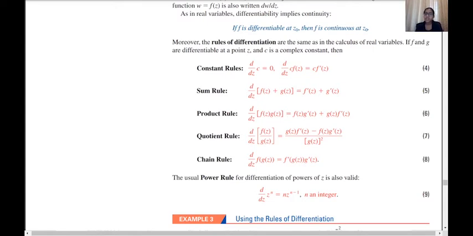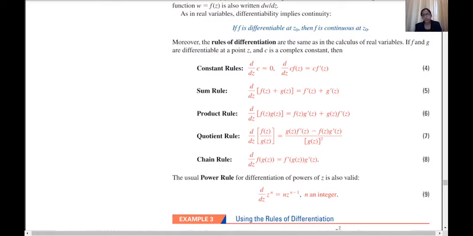Then d by dz of f of z by g of z is g of z into f dash of z minus f of z into g dash of z, whole divided by g of z square. And the chain rule is also applicable here, that is, d by dz of f of g of z is equal to f dash of g of z into g dash of z.